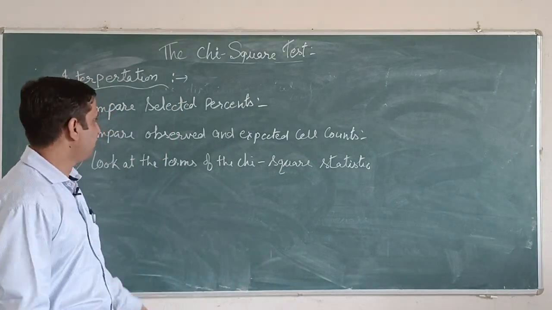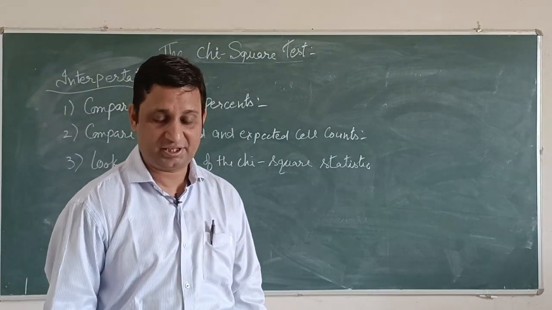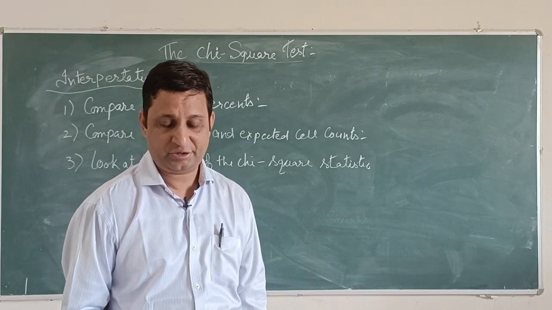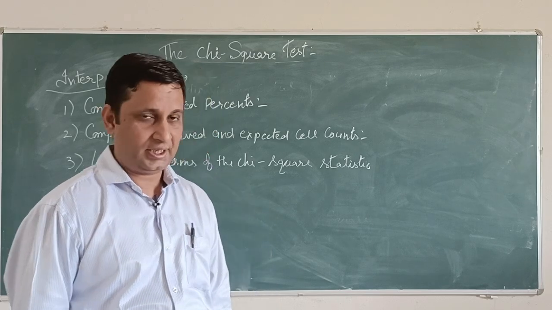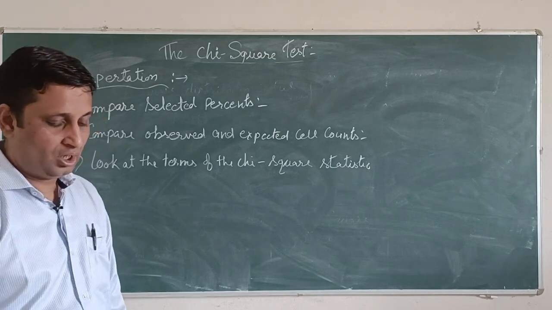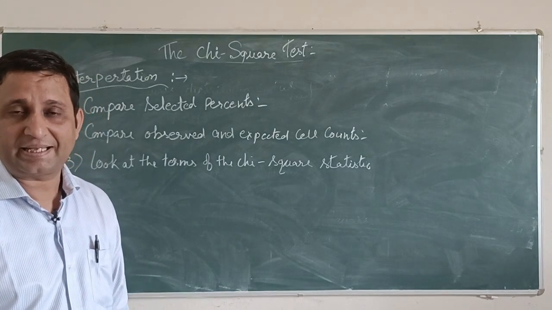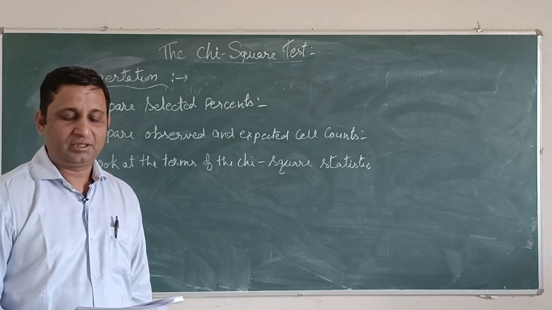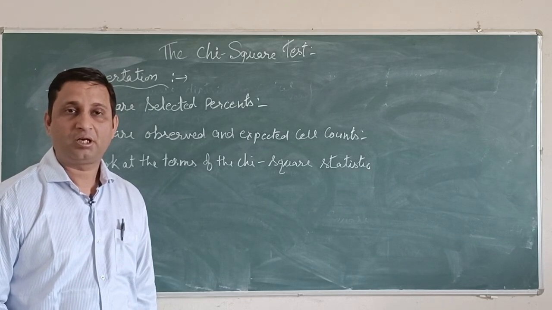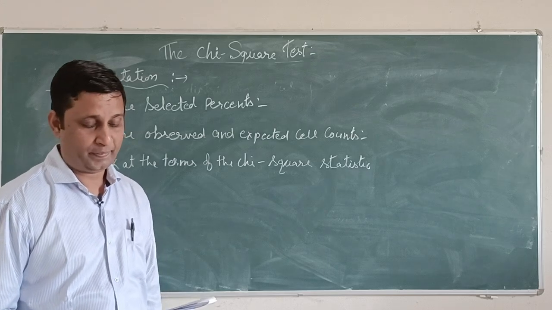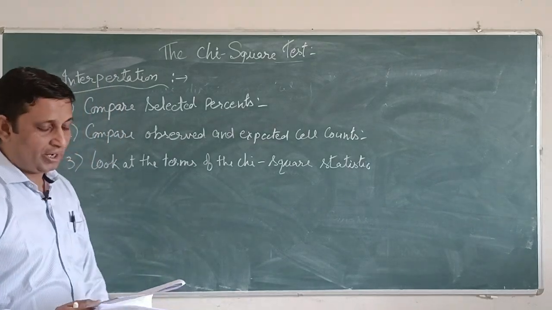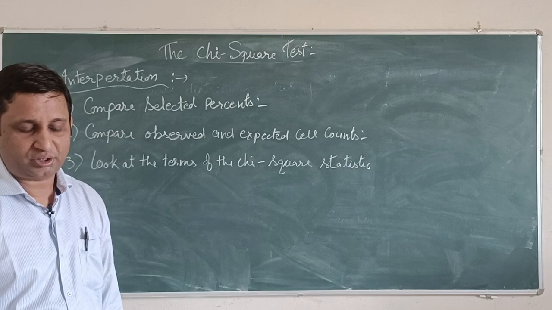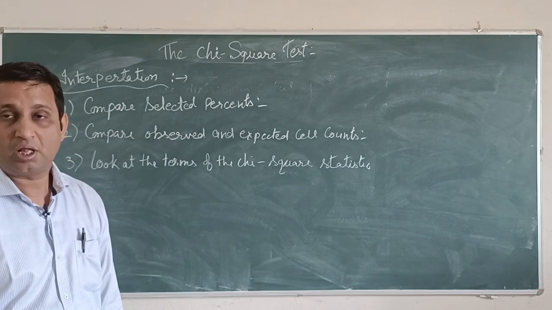The first one is known as compare selected percentages. In it, which cell occurs with a very different percentage than the other cells. On the second one, compare observed and expected cell counts. In it, which cells have more or fewer observations than would be expected if the null hypothesis were true. The third one, look at the terms of the chi-square statistic. Which cells contribute the most to the value of chi-square?